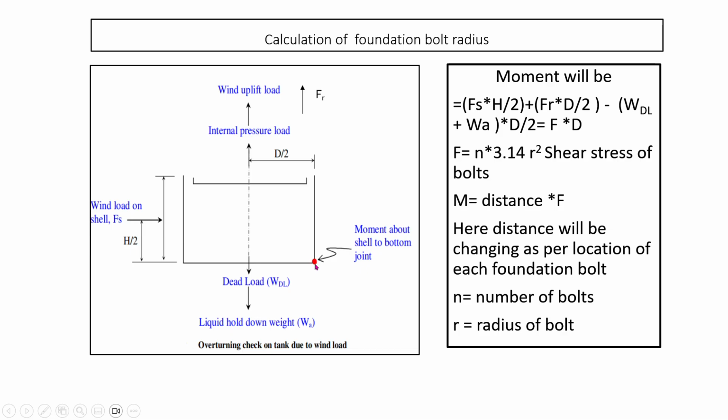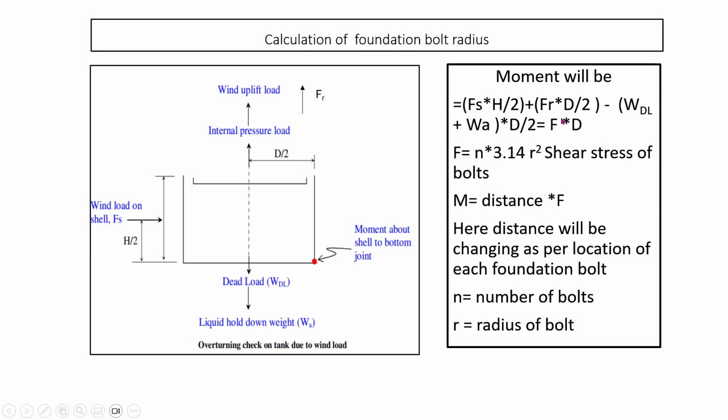So if you calculate the moment at this point, what will it be? It is Fs into h/2, where h is the total height. This will act in this direction. Plus Fr will also act upward, so Fr into d/2. Here h/2, here d/2. This will also try to move in the clockwise direction. Here it is also clockwise, and at this point it is clockwise as well.